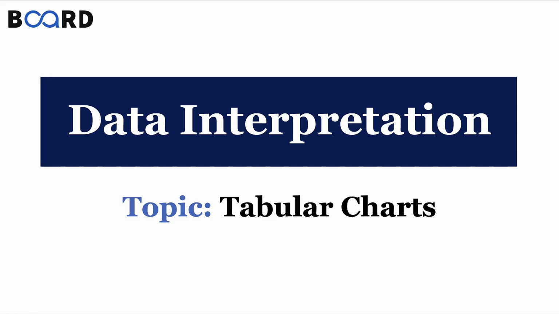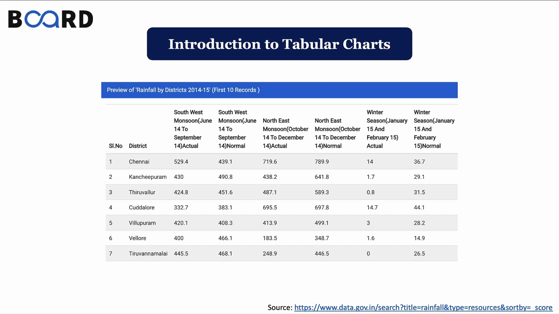Hey there. In this video, we'll be starting our module on data interpretation, with the first topic being tabular charts, right? So this is generally how tabular charts look like. This is the data of rainfall by districts of 2014-15 as done by the government of India. You have the source also down there, which shows 7 different districts, possibly of Tamil Nadu: Chennai, Kanchipuram, Tiruvallur, Kadalur, Villupuram, Vellore, and Tiruvannamalai, right?